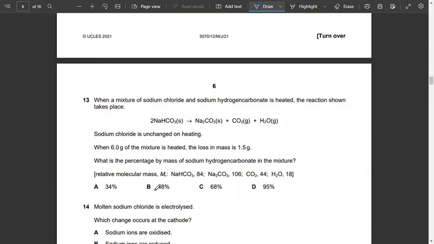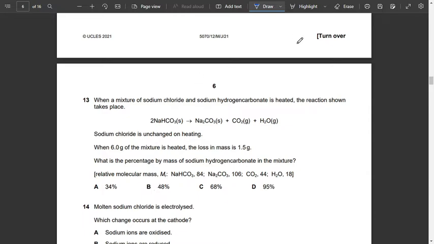Moving on to MCQ number 13. When a mixture of sodium chloride and sodium hydrogen carbonate is heated, the reaction shown takes place: 2NaHCO3 gives Na2CO3, and we also have carbon dioxide and water. Sodium chloride is unchanged on heating. When 6 grams of mixture is heated, the loss in mass is 1.5 gram. What is the percentage by mass of sodium hydrogen carbonate in the mixture?